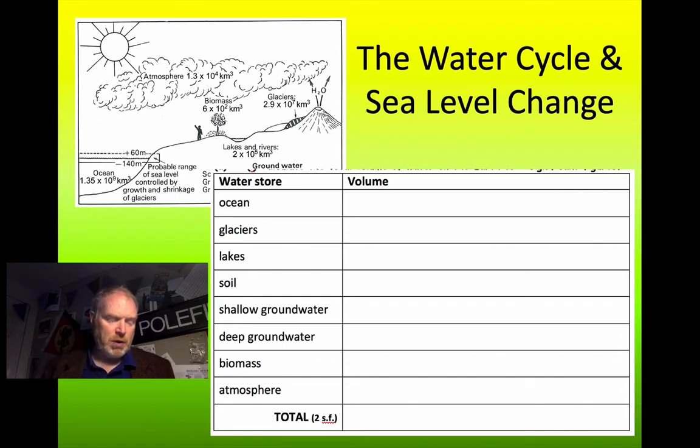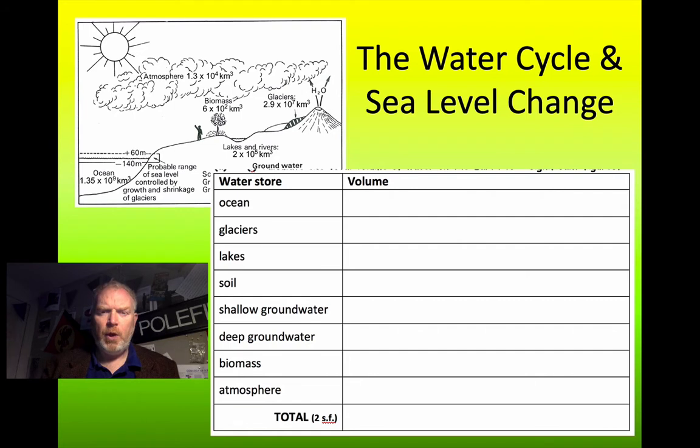Can we also pick out how much of this is actually available for use for humans? Deep groundwater, for example, is usually salty and it's too deep really to be able to get access to it. People don't drill down 800 meters to pump water to the surface to use. It'd be unusable and it'd be way too expensive. Okay, so which of these sources do you think are available for us to use, and how much water is that?